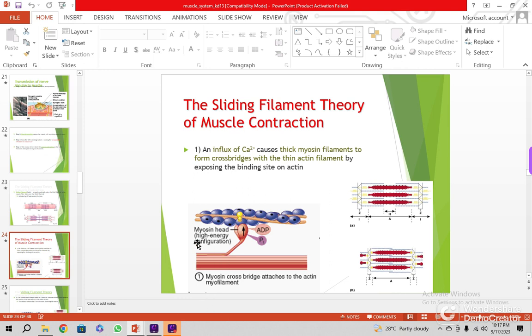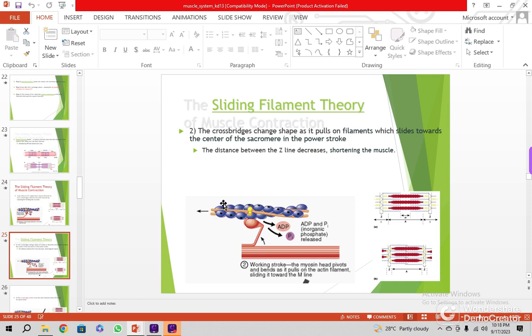Here it is, see there, the ADP is used here. Myosin had high energy configuration with this. So actin is sliding on this. This is how sliding theory is there. And in sliding filament theory, the cross bridges change shape as it pulls the filaments, which slide toward the center of the sarcomere in the power stroke.